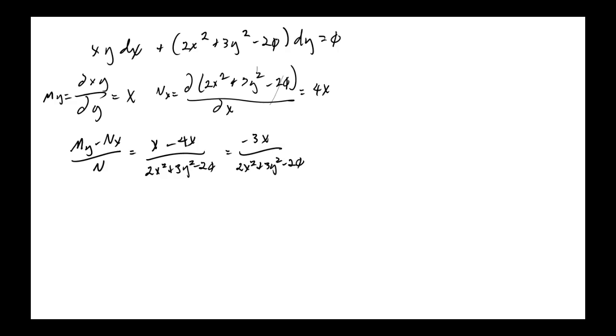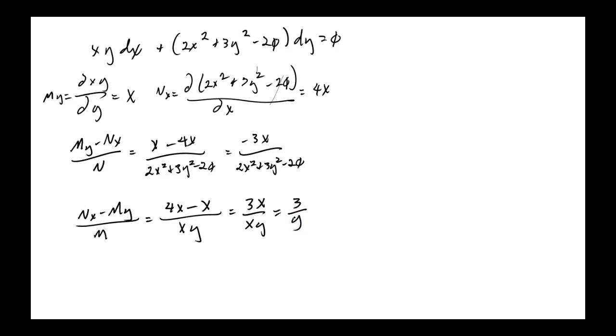The other condition is this one, that n sub x minus m sub y over m. Let's see what that is. That's 4x, that's your n sub x, minus x over xy. Okay? And that would be 3x over xy. That would be 3 over y. Is that a function of y alone? Yes, it is.